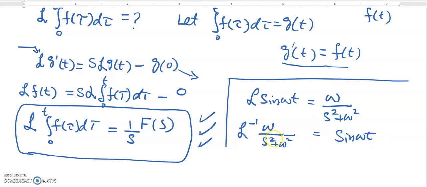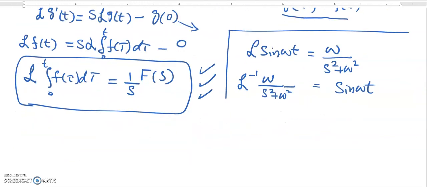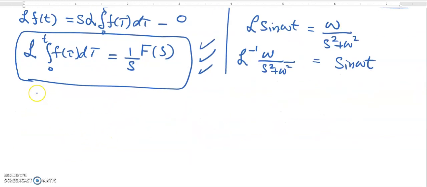Okay, so if we have the function in terms of s, then by the inverse transform we can find the function in terms of t. Okay, so with this, let's find the Laplace inverse of 1 over s times s square plus omega square.